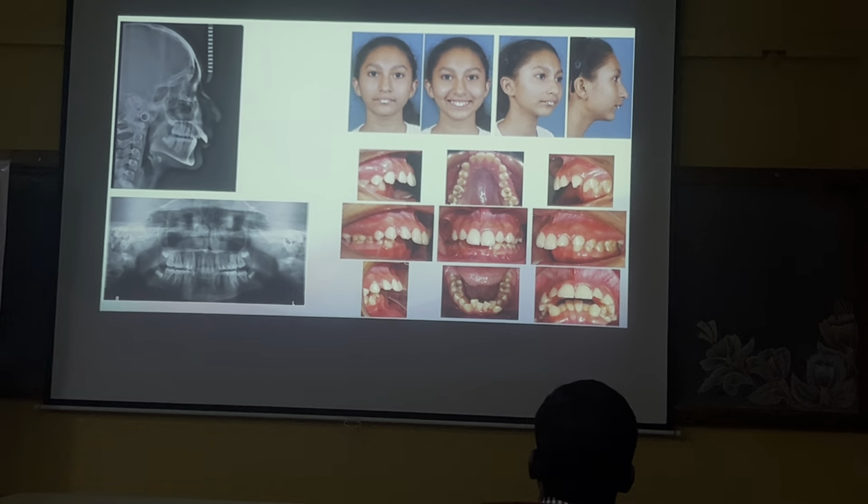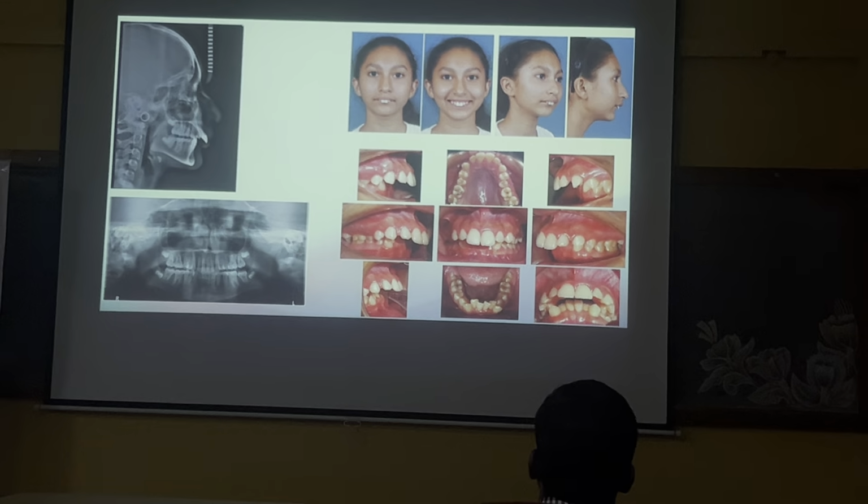This is the stage where we perform the incremental advancement by adding the cold cure in the lower appliance. This is the cephalogram after the twin block therapy. OPG. This is the profile we achieve after the twin block appliance of 12 months. Lips are competent, interlabial gap is reduced, the profile is improved, the smile is improved, and the convexity of the face is reduced.